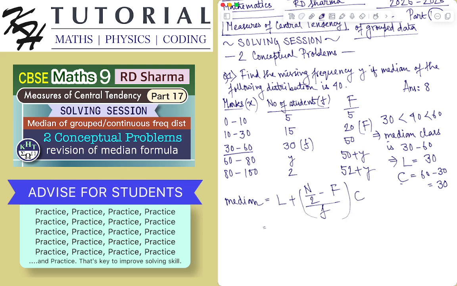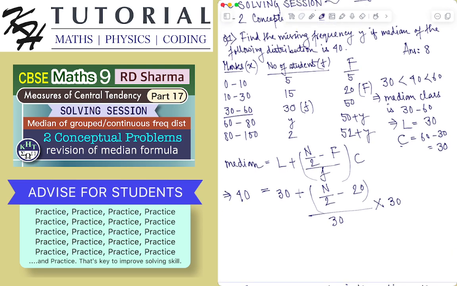Okay, so this implies I know the median is given to be 40, so 40 is equal to, I know capital L, which is 30. I don't know n, so n by 2, but I know capital F, which is 20. I also know small f, which is 30, multiplied by also know capital C, which is 30. The idea is that you can see from this equation I can easily find out what the capital N is, that is the total number of observations.